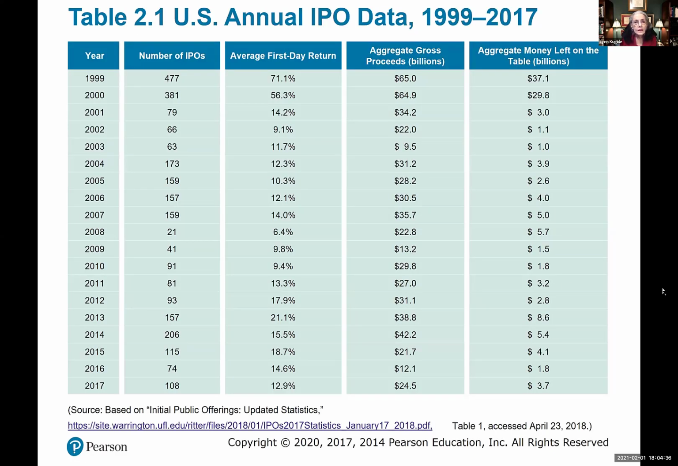This is annual IPO data, and it's kind of interesting. Look back here, 99 and 2000, huge first day return, which means they underpriced and they left a lot of money on the table. That's what that means. That's gone down quite a bit.